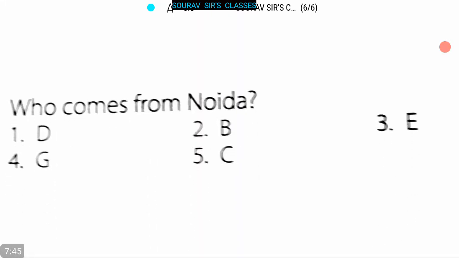Okay. Now here is our last question, and the question is, who comes from Noida? So we have to find out the person who comes from Noida, and from the chart we can easily say that G comes from Noida, that is option 4. So the answer is G.